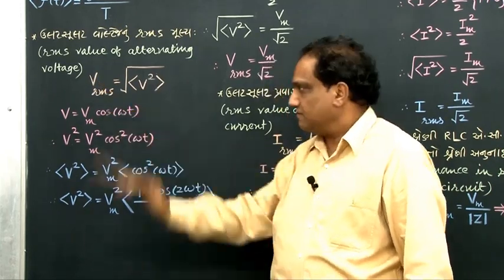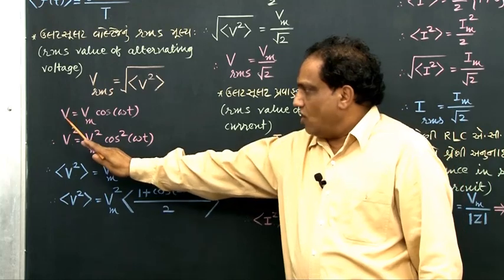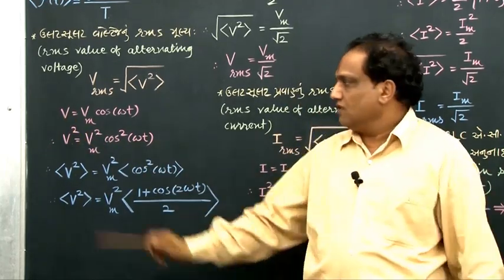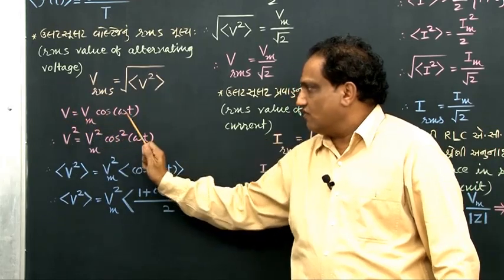Got it? Fine. Now tell me, for alternating voltage, the formula we know is V equals Vm cos of omega t.